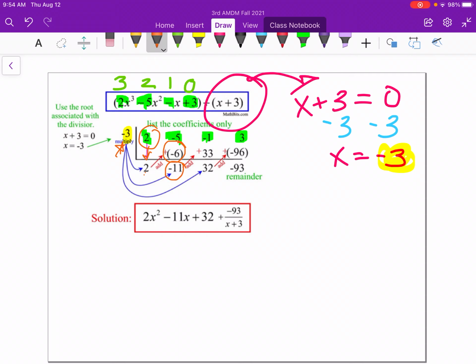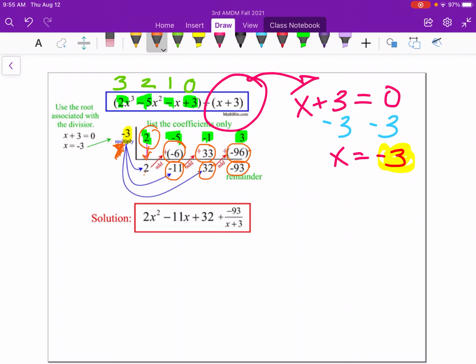And then we just start the process over again. Multiply it by our negative 3. Negative 11 times negative 3 is 33. Add straight down. So negative 1 plus 33 is 32. 32 times negative 3 is negative 96. 3 plus negative 96 is negative 93.